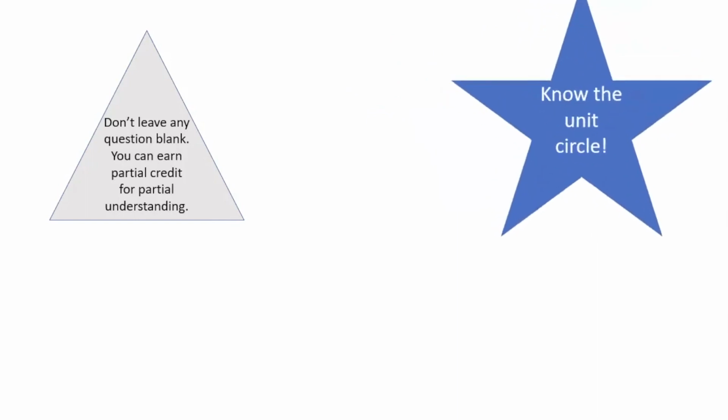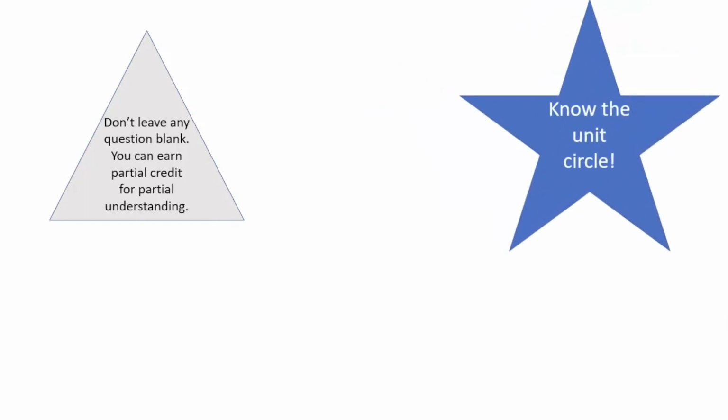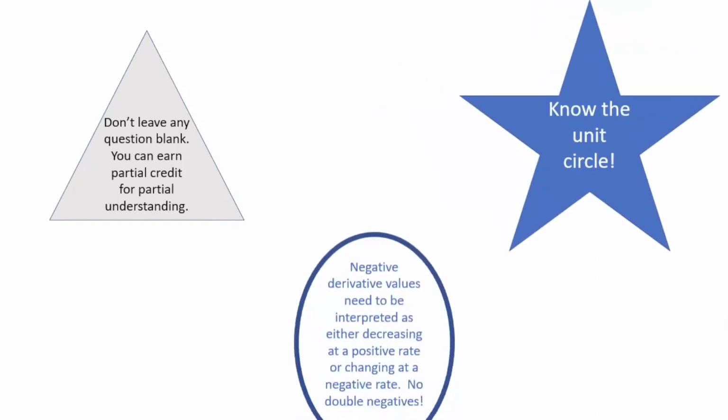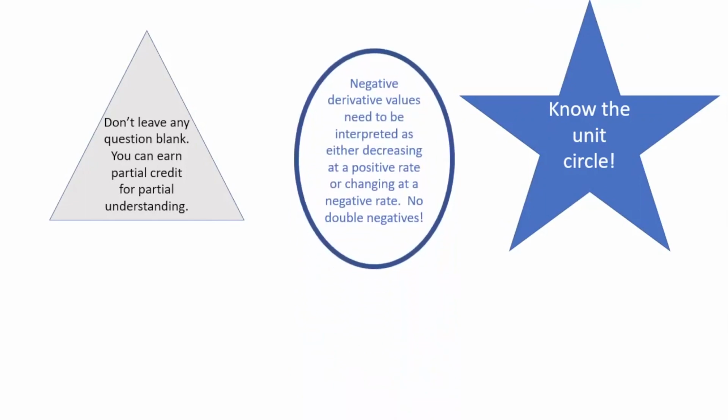Don't leave any question blank. You can earn partial credit for partial understanding. Definitely know the unit circle. Negative derivative values need to be interpreted as either decreasing at a positive rate or changing at a negative rate.